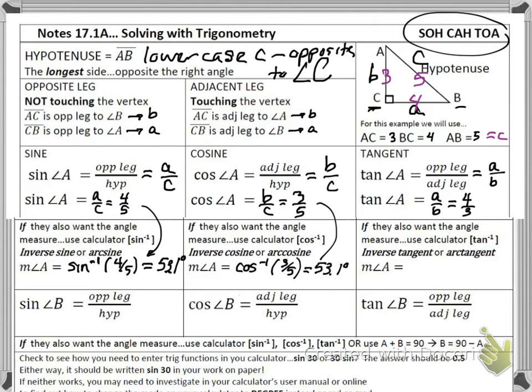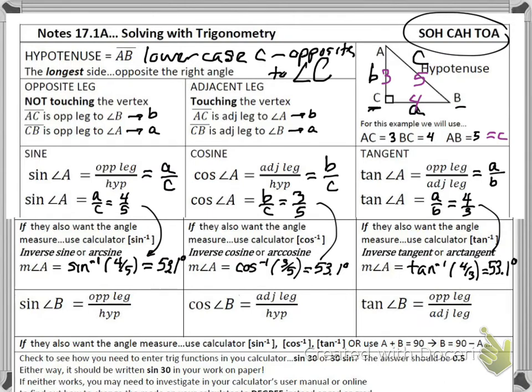One more, let's do it with tangent. If they want the angle measure, we use inverse tan. So, inverse tan of, up above here I have 4/3, and again, 53.1, don't forget the degree symbol.